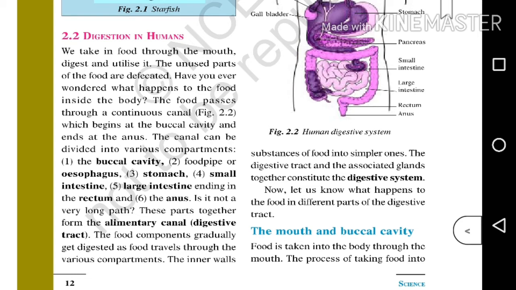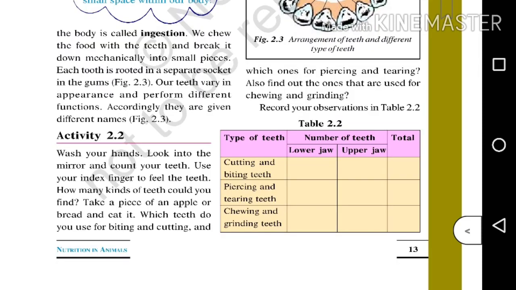The mouth and the buccal cavity. Food is taken into the body through the mouth. The process of taking food into the body is called ingestion. We chew the food with the teeth and break it down mechanically into small pieces. Each tooth is rooted in a separate socket in the gums. Our teeth vary in appearance and perform different functions. Accordingly, they are given different names.